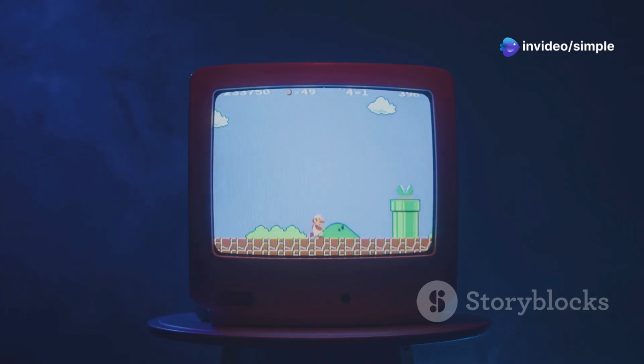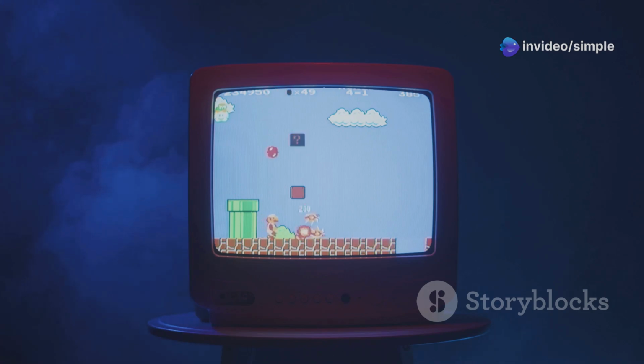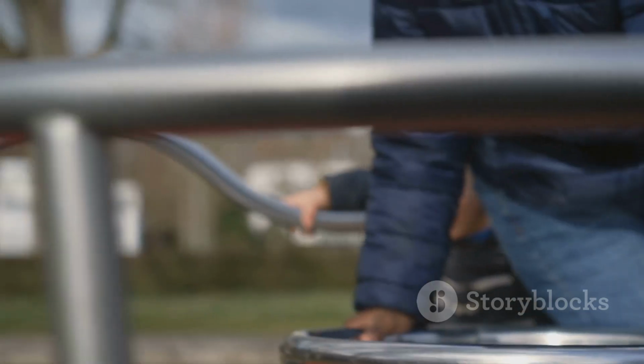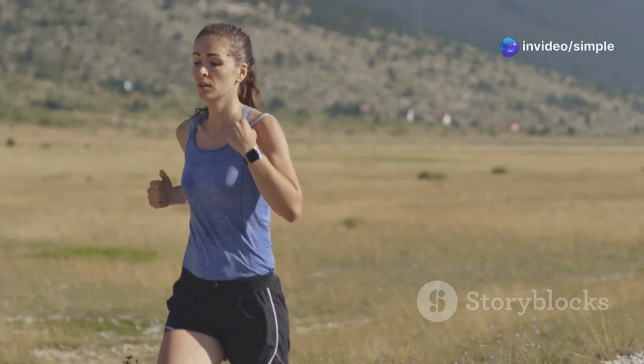Imagine teaching a computer to play a video game like Super Mario Bros. The agent is Mario. The environment is the game world. The reward is reaching the end of the level. The agent starts by making random actions. It might jump, run, or even walk backward.